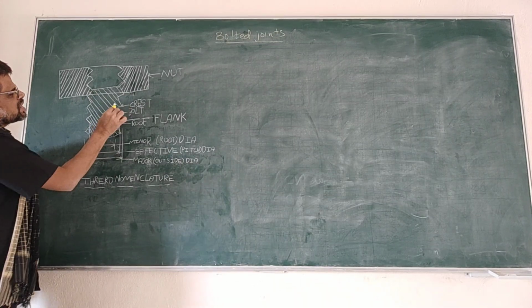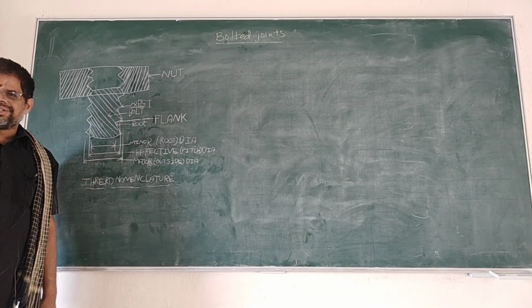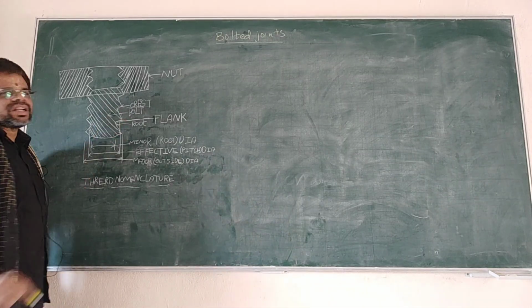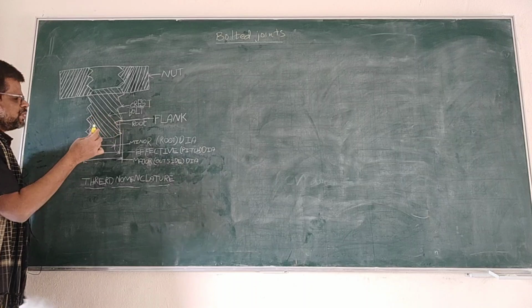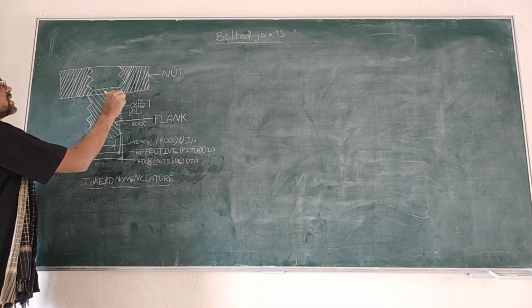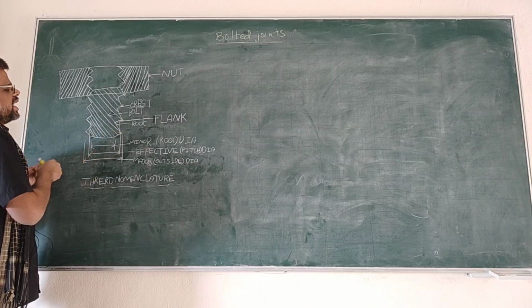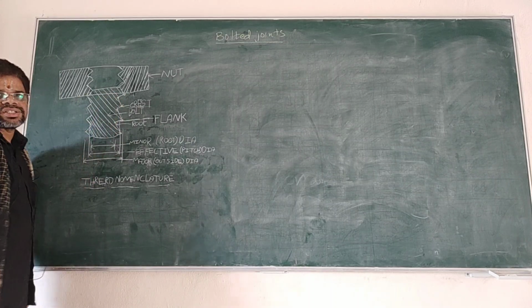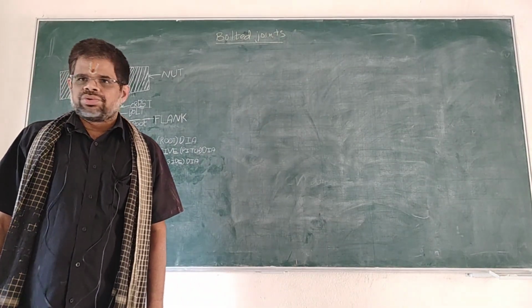Here these hills are called crests, C-R-E-S-T, crest. And this lowermost portion is called root, R-O-O-T. I will mark the crest with this color. So these are the crests and these are the roots. The topmost portion is called crest and the bottommost portion is called root.